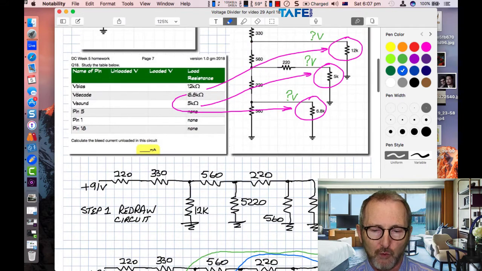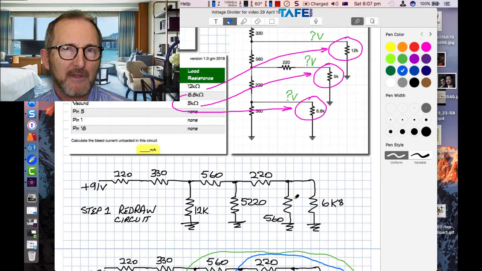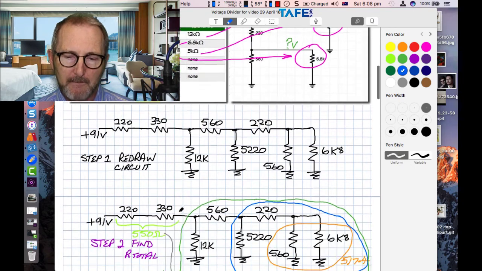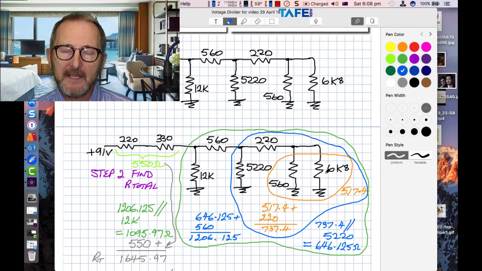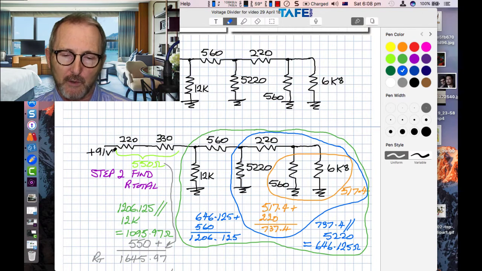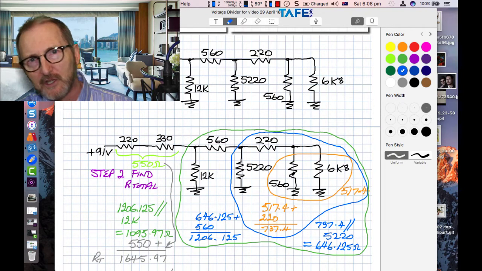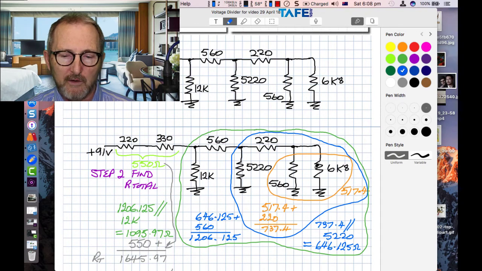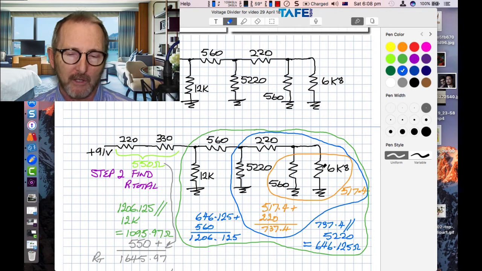Absolutely go ahead, recheck the values, because now we have to do some maths on this circuit to find the total new value of resistance. Always start at the end furthest away from where the voltage enters the board. So 6.8k and 560 ohms are the resistors which are the furthest away. First of all, they are in parallel.